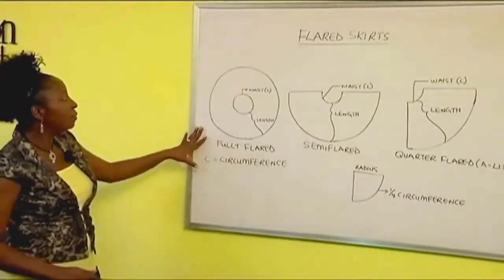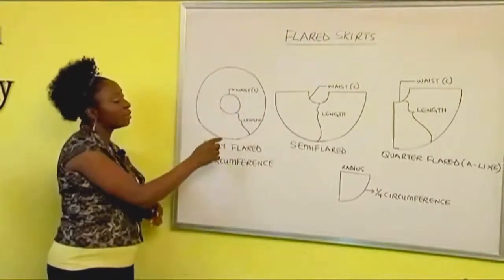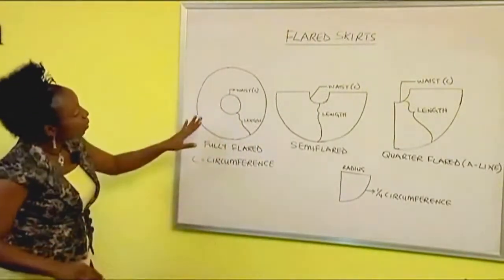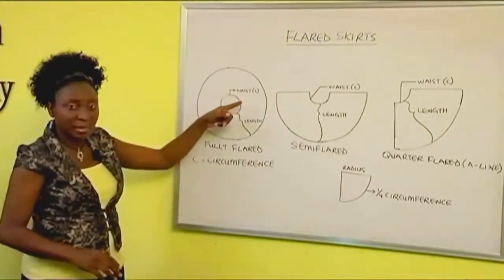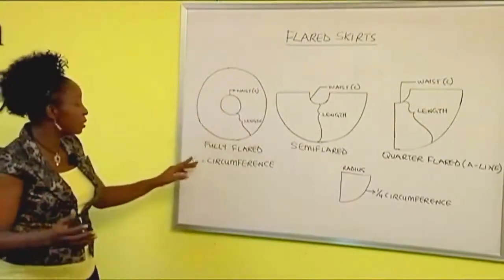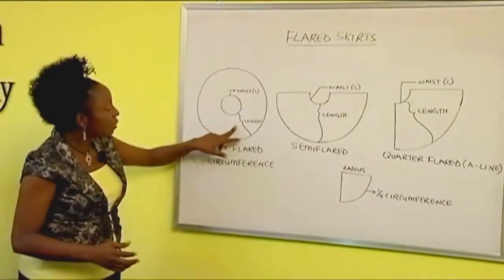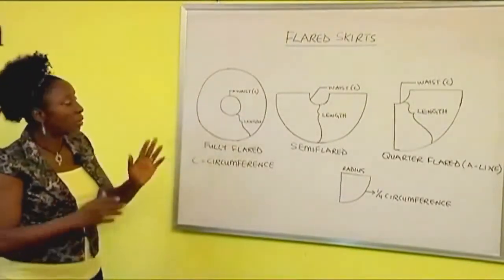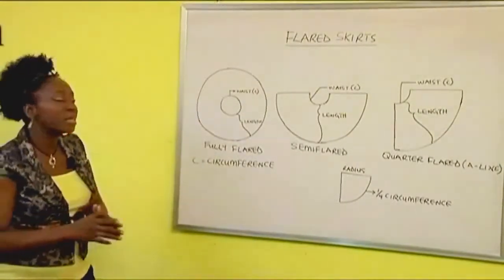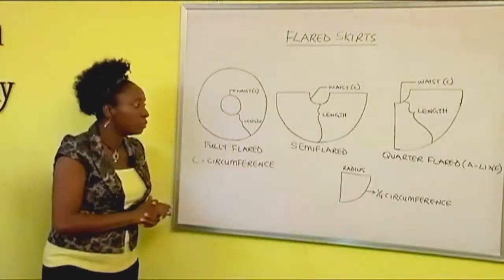As you can see, it's made up of two circles. That means you can see an inner circle and an outer circle. What I have done is to show you that this inner circle represents the waist, which mathematically is called the circumference. That's what the C is for. Then the length is here, between the two circles. Now the fully flared skirt is made up totally of a full circle and an internal circle.